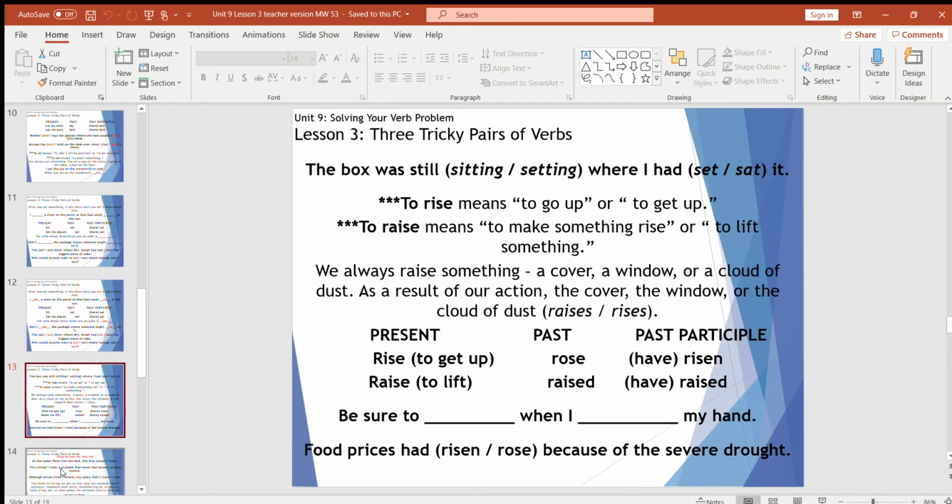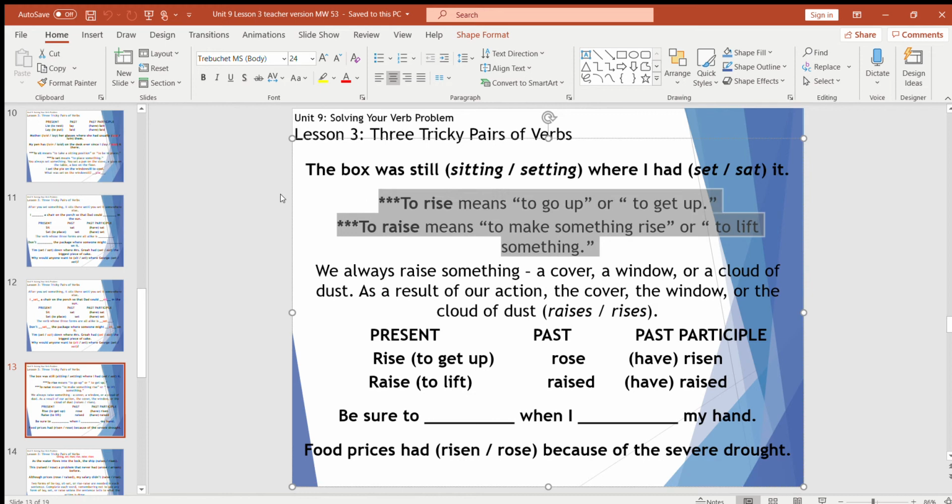Alright, so the box was still setting or sitting where I had set or sat it. So if it's still resting there, it is still sitting where I had put it. So I had set it. Okay? Not too bad, right? Not nearly as bad as lie and lay. The last ones, though, to rise and to raise. So circle, star, highlight those.